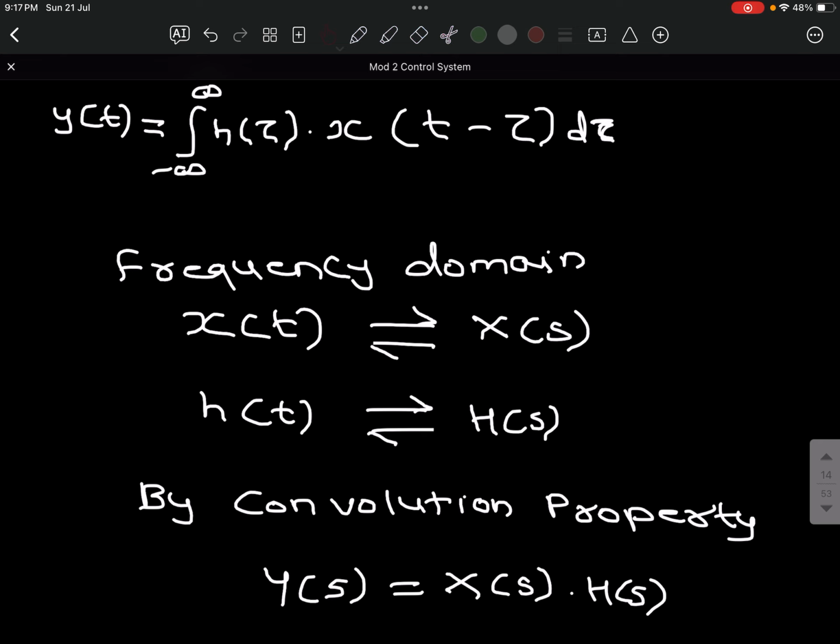Now we will see in the next video maybe about examples of the inverse Laplace transform. For the time being, this is the total concept of the Laplace transform and the properties of the Laplace transform.